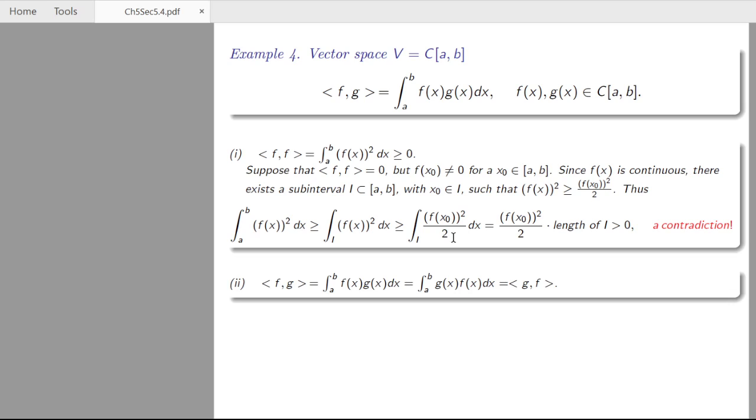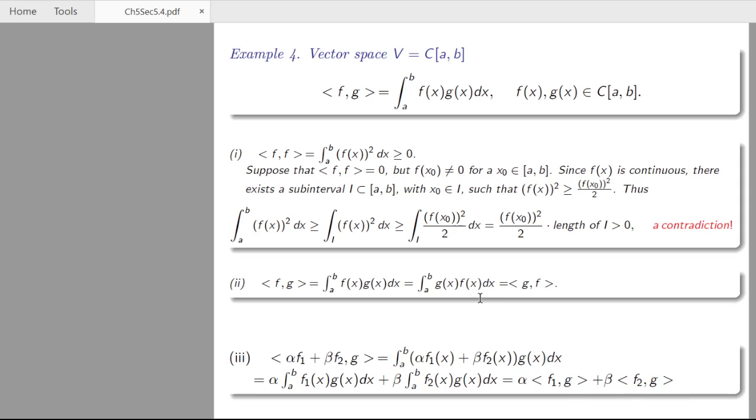The second property is simple. Consider the integral of f(x) and g(x). We can switch the order, and then by the definition that's the operation between g and f. So this is a proof for the second property.